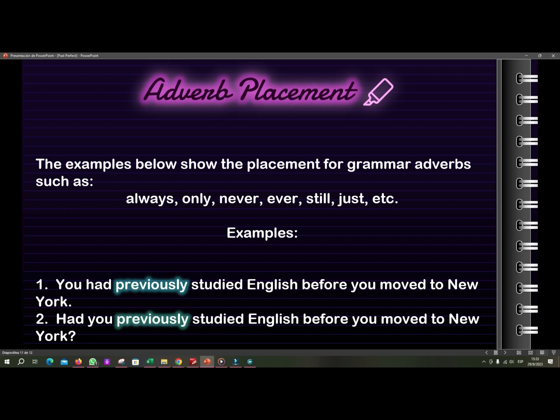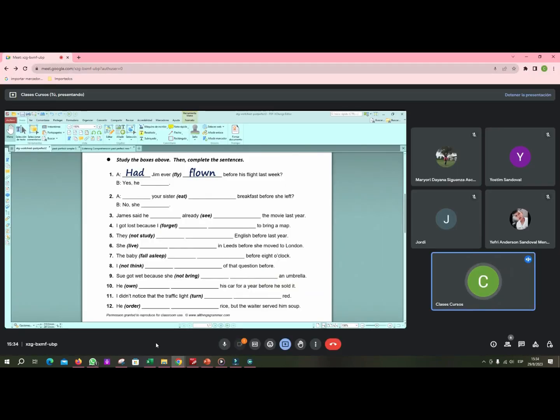Had you previously studied English before you moved to New York? This is a yes/no question. So in this case, first of all you have the auxiliary had, then the subject you, then you write the adverb previously, then the main verb in past participle, a complement, and also the question mark. So don't forget the placement, or where you are going to write that. So there you have that.